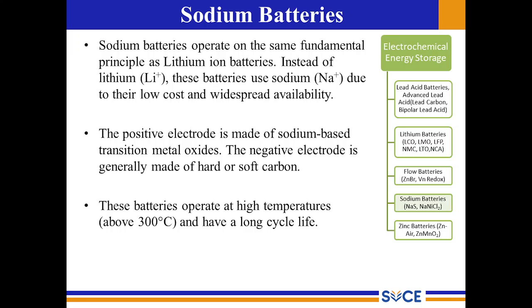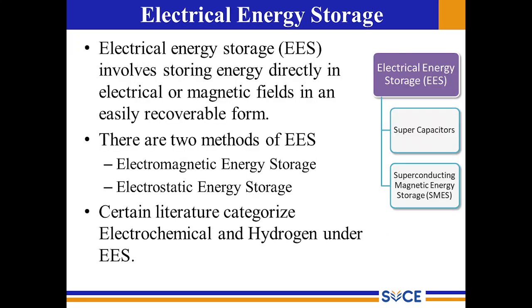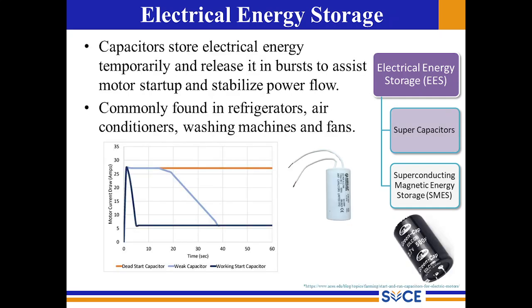Then we move on to electrical energy storage. So we had electromagnetic energy storage and electrostatic energy storage. Certain literatures do categorize electrochemical and hydrogen under EES. So where are these electric energy storage devices used? In household applications, especially washing machines and fans, where you see these small devices. These devices store the energy temporarily and give the sudden burst of energy required for starting up the motors.